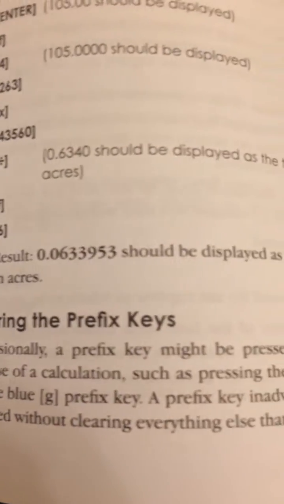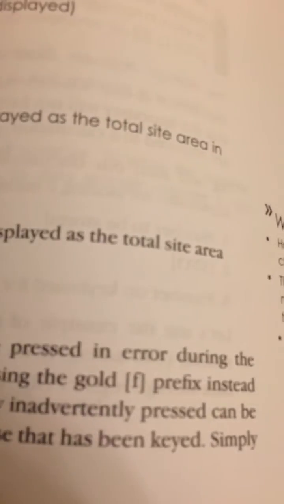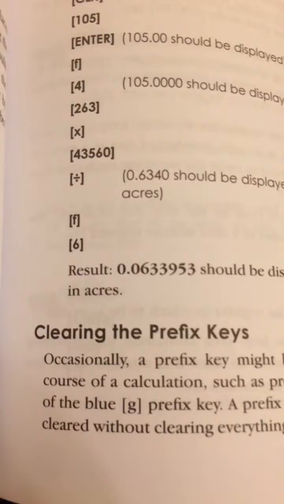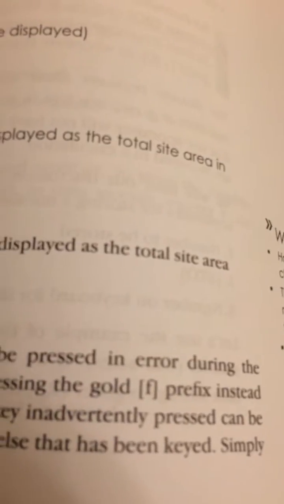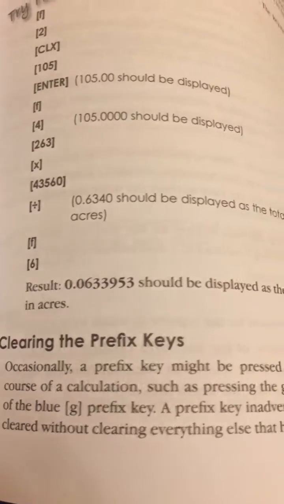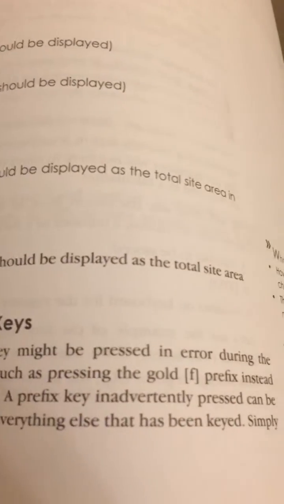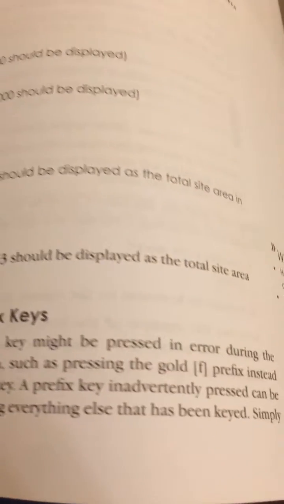Clearing the prefix keys. Occasionally, a prefix key might be pressed in error during the course of a calculation, such as pressing the gold F prefix instead of the blue G prefix key. The prefix key inadvertently pressed can be cleared without clearing everything else that has been keyed.